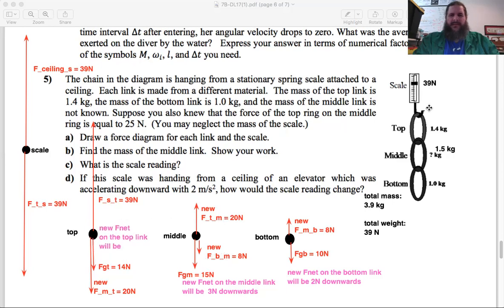If we multiply that mass times the acceleration, what's 1.4 times 2? Yeah, 2.8 newtons in the downwards direction. So we need these forces to add up to 2.8 newtons downward.